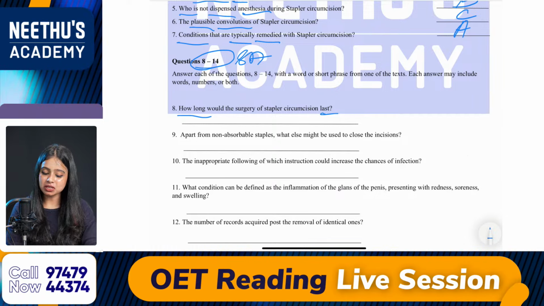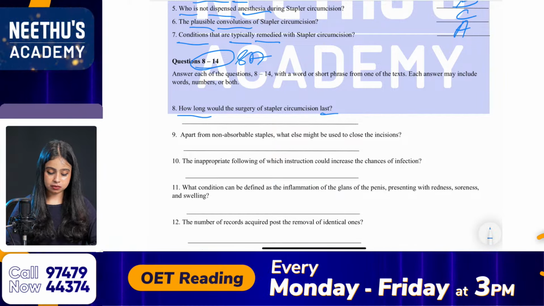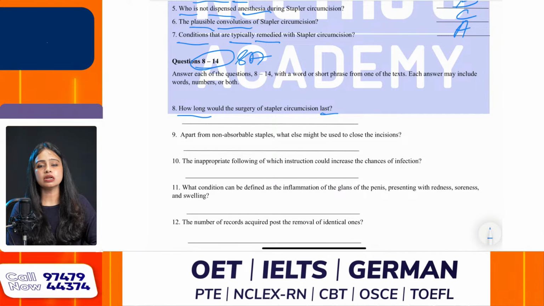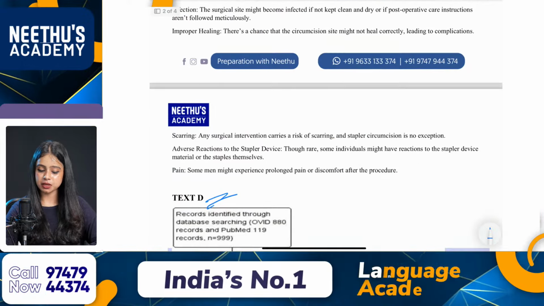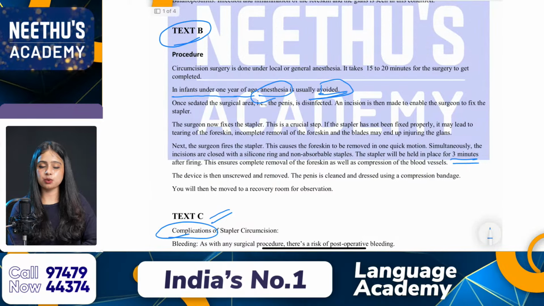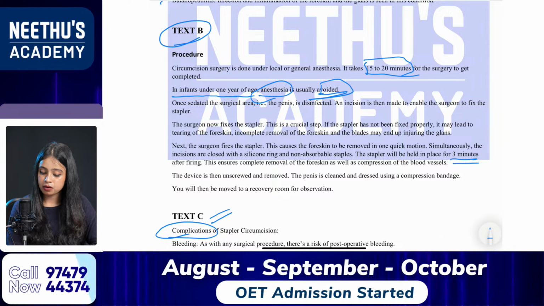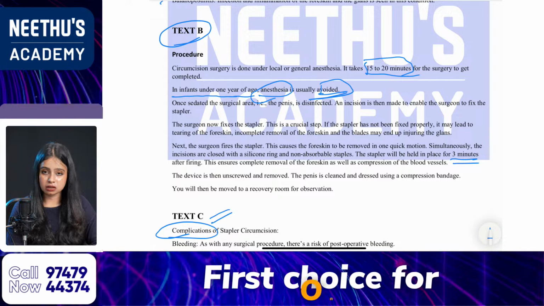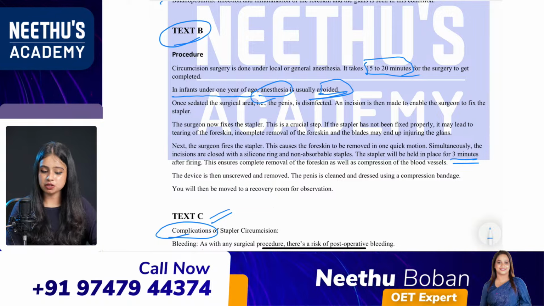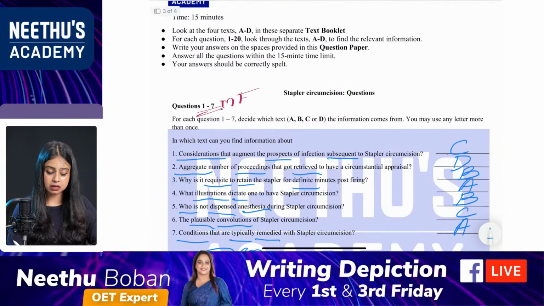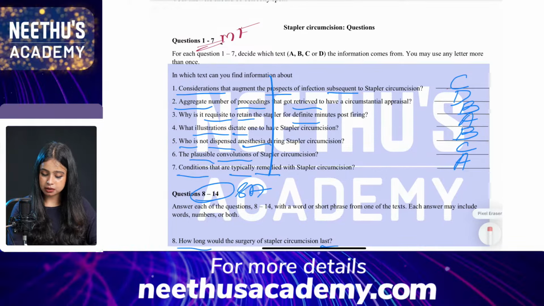8th one. How long would the surgery of stapler circumcision last? How long? What is the duration mentioned? So the duration, of course it is mentioned in text B. And what is the duration? It is 15 to 20 minutes. That's from here. It takes 15 to 20 minutes for the surgery to get completed. Okay, very good. Exactly. Yes, it is 15 to 20 minutes from text B. Then the next question.